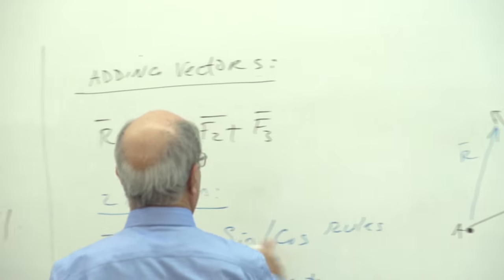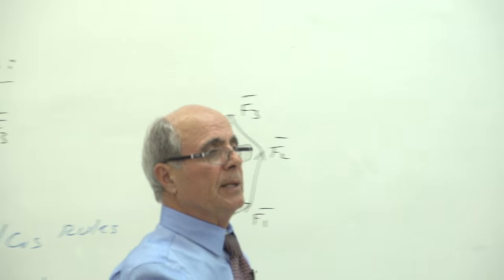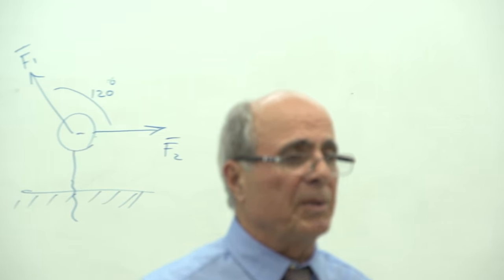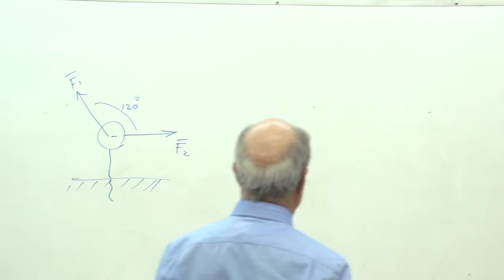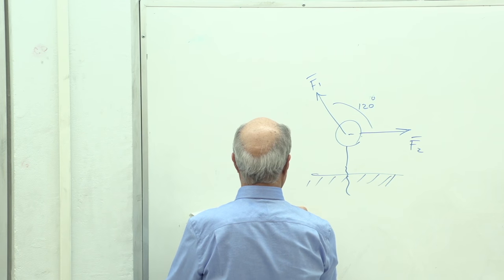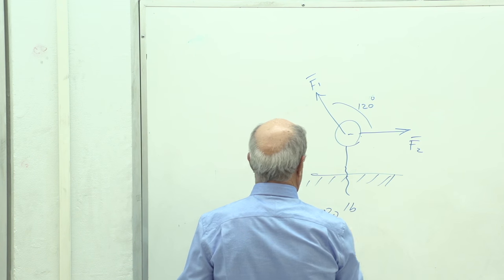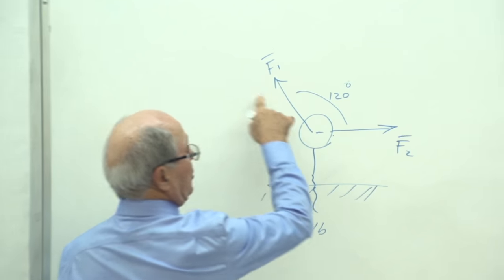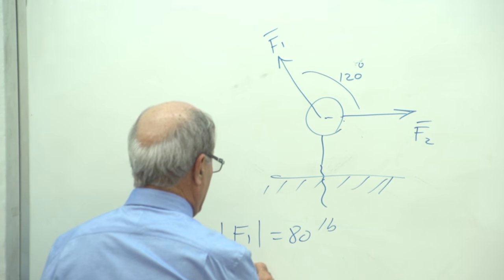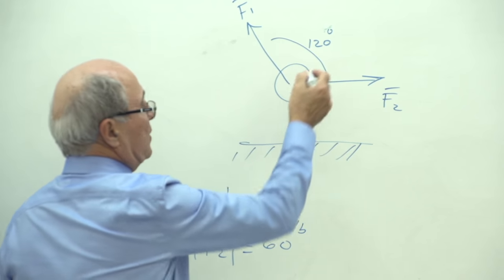Since I only have two forces, the polygon of the forces becomes a triangle. Because these two forces are not one resultant, the sine rule and cosine rule become applicable, yes or no. So let's form that polygon. Let me give you the magnitudes of the forces. F1 is given equal to 80 pounds. Notice, this is a magnitude, these are vectors. You should follow the same rule for all your homework. And the magnitude of F2 is given equal to 60 pounds.